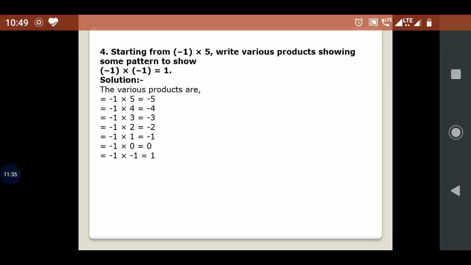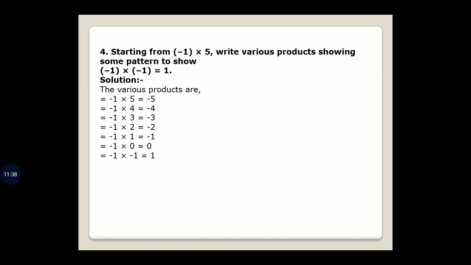That means we are multiplying from a positive integer to a negative integer. The various products are minus 1 into 5 gives you minus 5. Minus 1 into 4 gives you minus 4. Minus 1 into 3 gives you minus 3, and so on until 0 and minus 1 into minus 1 gives you 1. That means minus 5, minus 4, minus 3, minus 2, minus 1, 0 and 1. So the numbers are in ascending order. So the pattern is in ascending form.